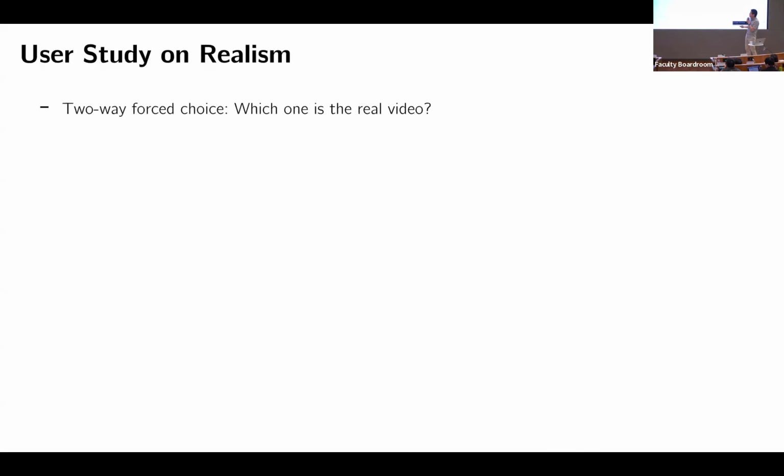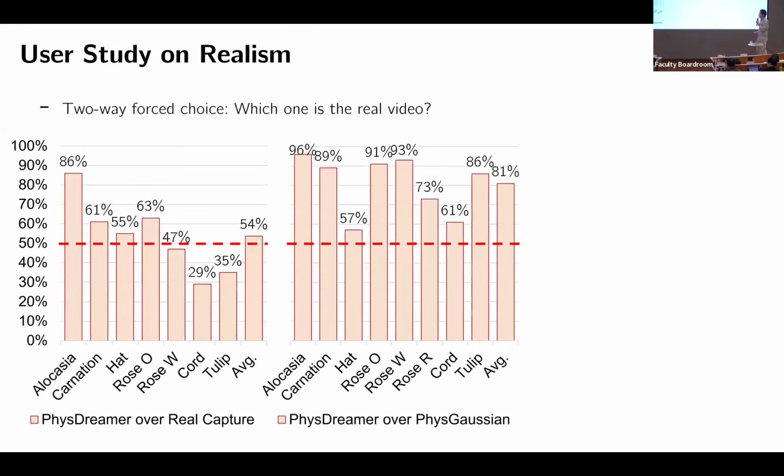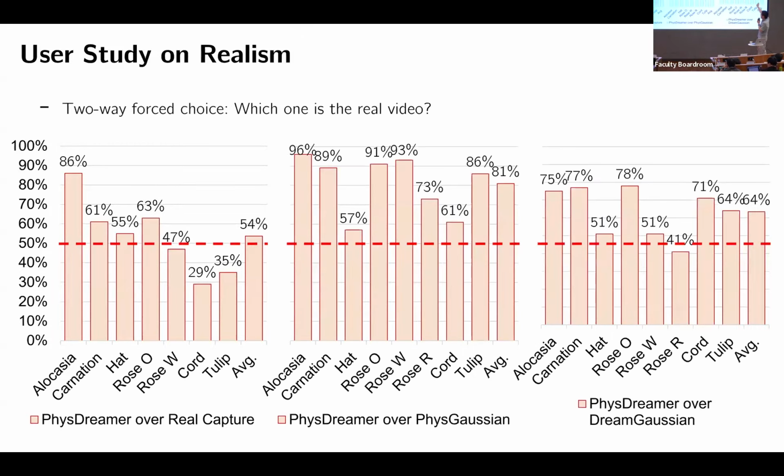We also did a user study on realism, where I asked users which one is more realistic. You can see that our system is, on average, even preferred over the real capture, the ground truth, at roughly 50%. Because if it's as accurate as real videos, then the user should not be able to tell, so the accuracy should be 50%, right? This is a two-way forced choice. So you can see the generated videos are close enough to ground truth and much more preferred compared with the baselines. Okay, so this is about soft bodies.